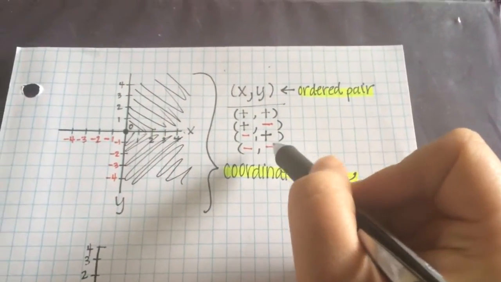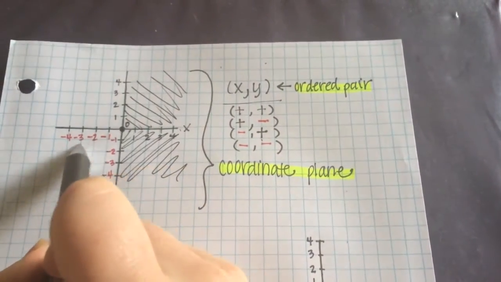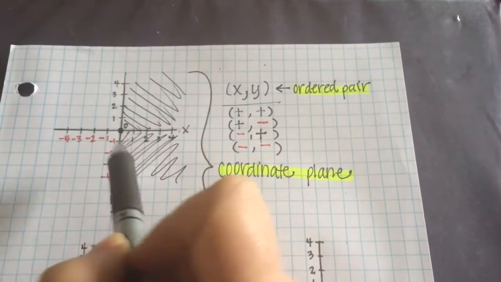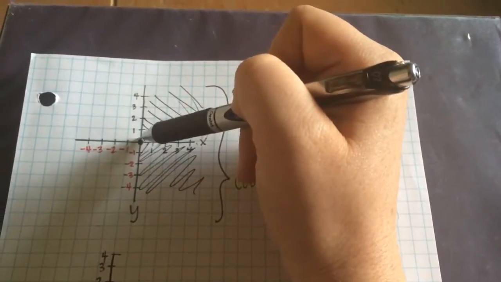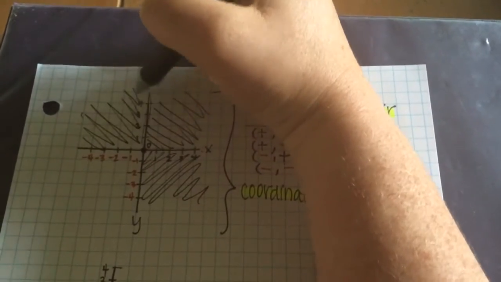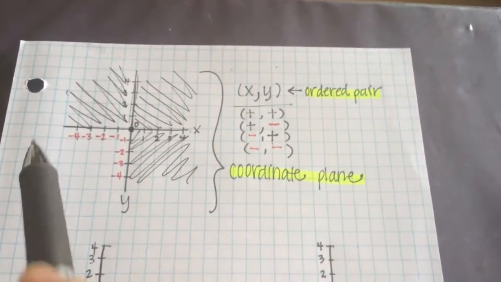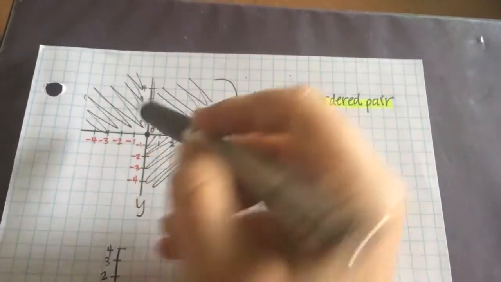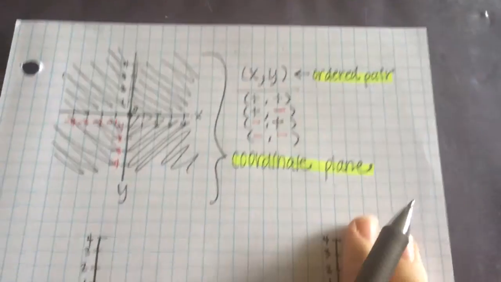If you have a negative x and a positive y, you're going to go to the left of 0. Here's the negative x on the x-axis, and a positive y, you're going to go up above 0 on the y-axis, and you'll be somewhere in this region. If you have finally a negative x and a negative y, it'll be to the left of 0 on the x-axis, and you'll go down below 0 on the y, so you'll fall somewhere in that one.